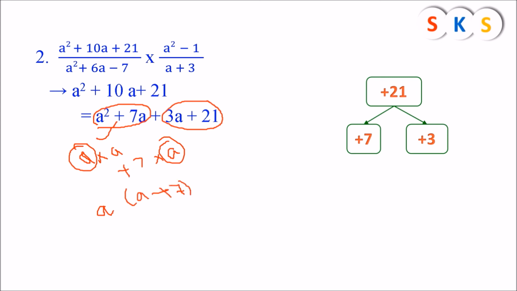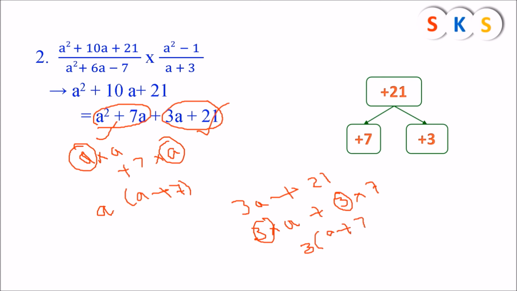Same way we will take common in these two terms. So it is 3a plus 21, right? What is common in these two terms? Common is 3. 3a means 3 into a, and 21 you can write as 3 into 7. Yes. Now see, 3 is common, that we will write out of the bracket. In the bracket you will get a plus 7. So I'm going to solve a square plus 7a plus 3a plus 21 in this way.